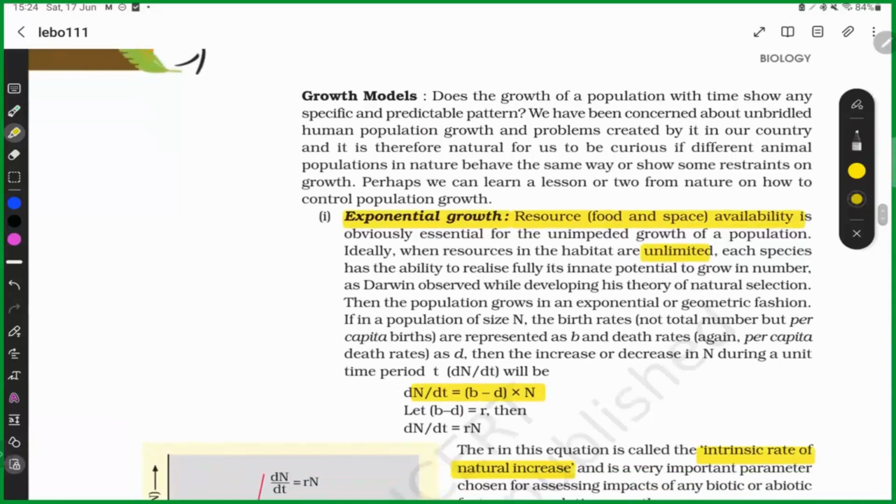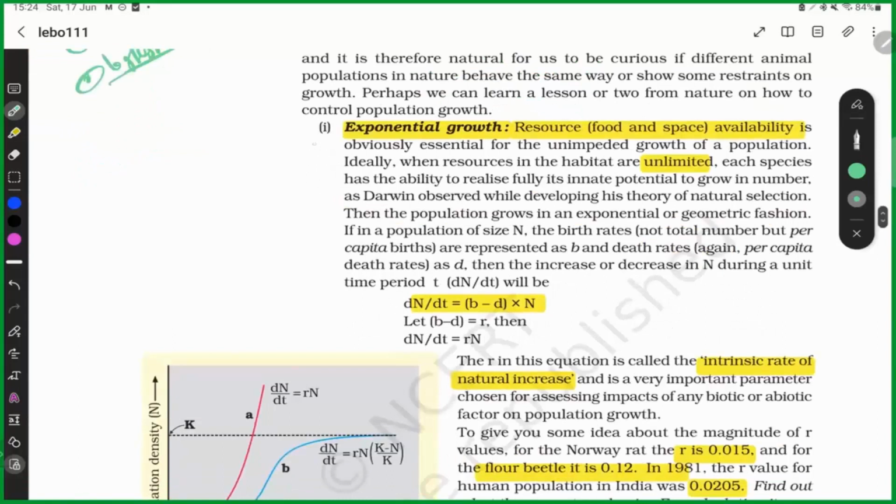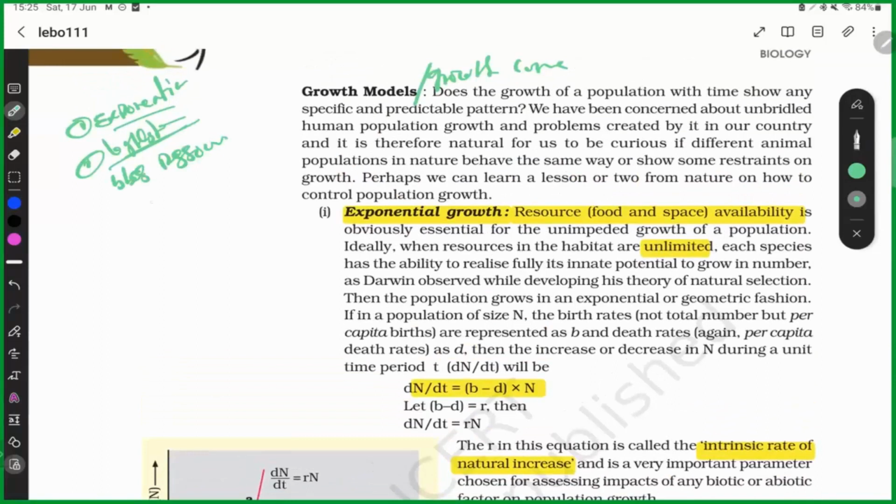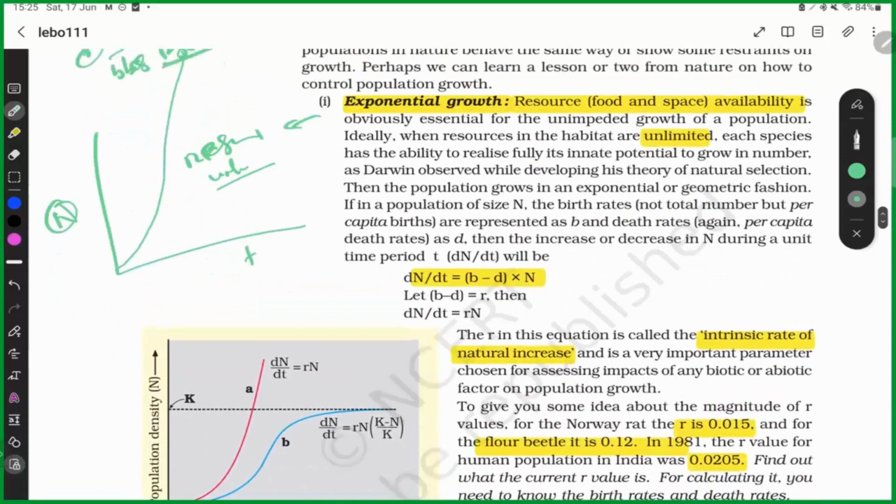There are two: exponential and logistic. Both are based on the availability of resources. If the resource is unlimited, then in a plot of population density against time, the growth is like this, a J-shaped curve. If the resources in the habitat are unlimited, then the growth will be like this.